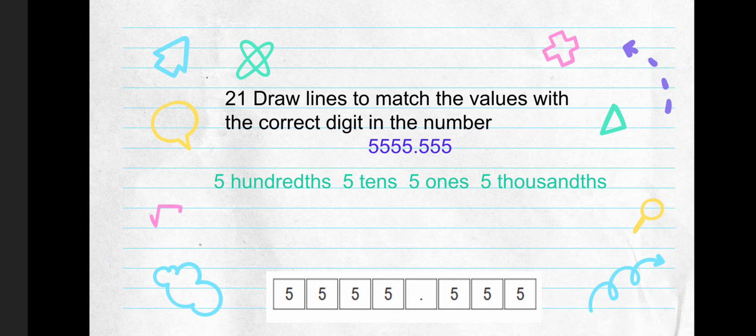Draw lines to match the values with the correct digit in the number. We have here 5,555.555. 500. Where is 500? Correct. Where is 5 tenths? 5 ones and 5 thousandths? That's correct.